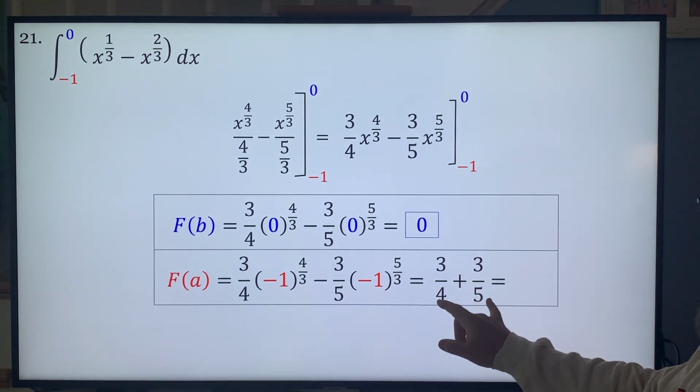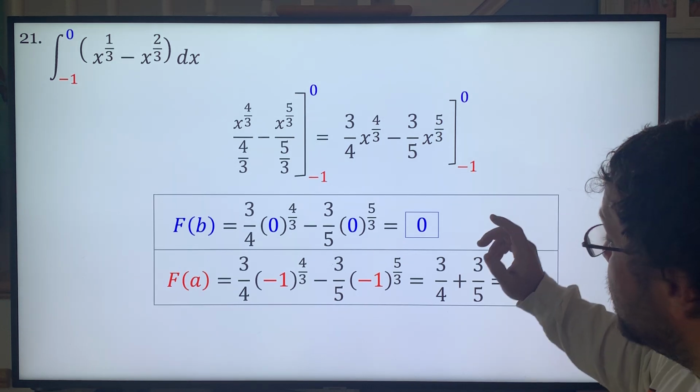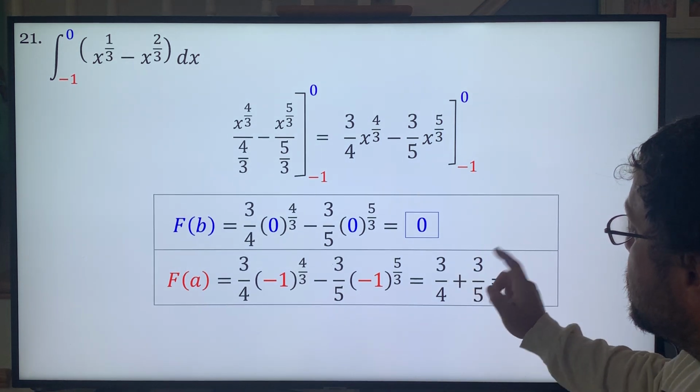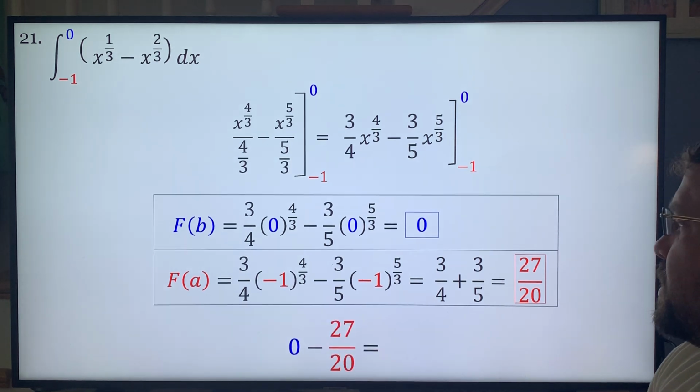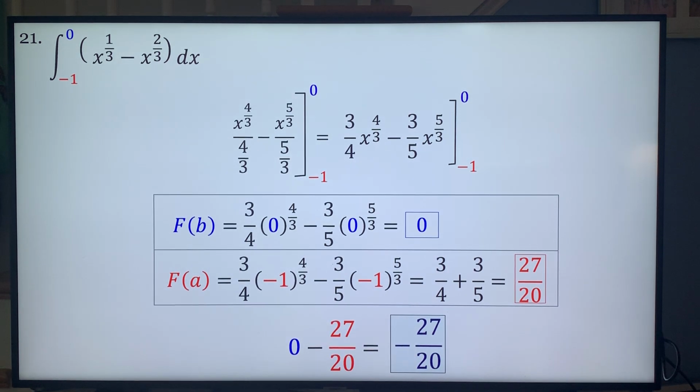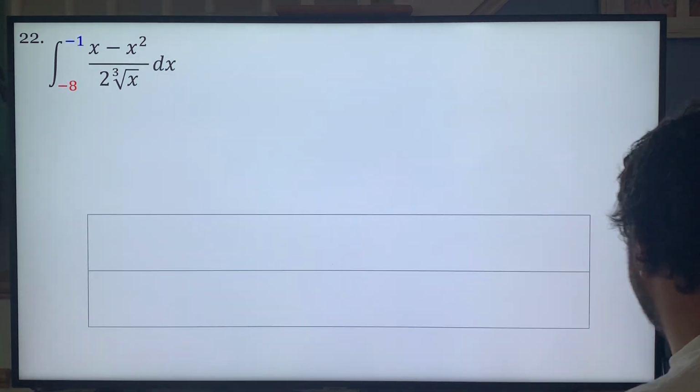3/4 over 3/5, need the common denominator, which is 20. So 15 over 20 plus 12 over 20 is 27 over 20. 0 minus that is negative 27 over 20. I could have done that on one slide. I just expanded to give you guys a little bit more. All right, ready for the next one? That looked a lot worse than it did, didn't it? All right. This one's a little tricky.